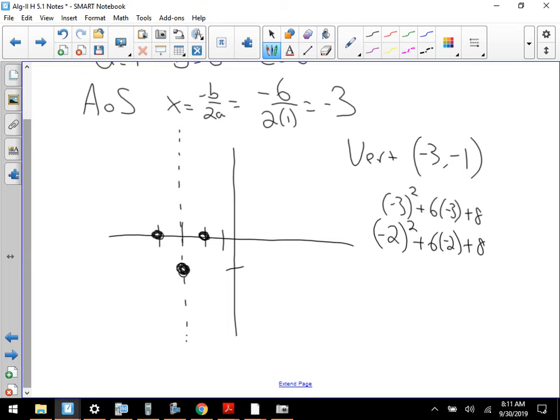Ordered pairs on parabolas are always equidistant from that vertical line of the axis of symmetry. Also, the axis of symmetry lies halfway between all ordered pairs, no matter how we graph these. Okay, the axis of symmetry will always be the halfway point between ordered pairs. So, do it again. Actually, what's a really easy number to work with?